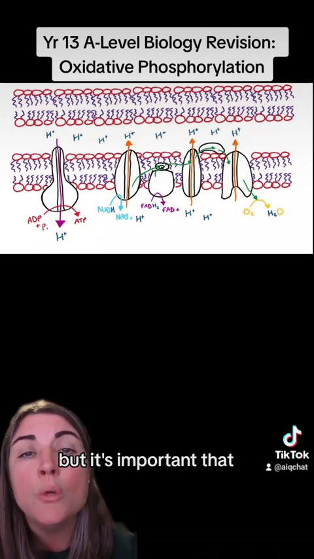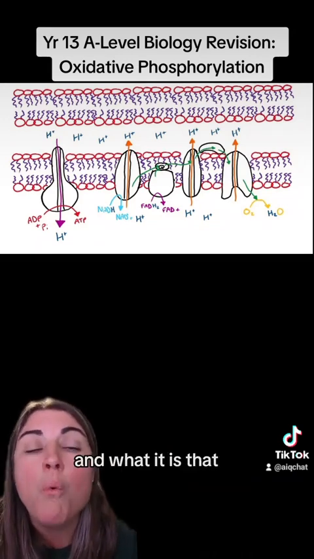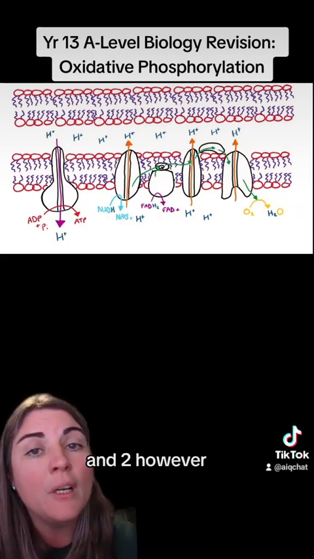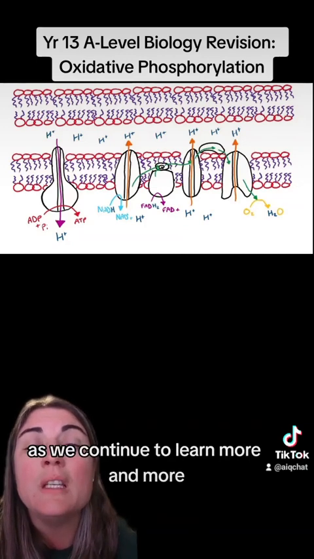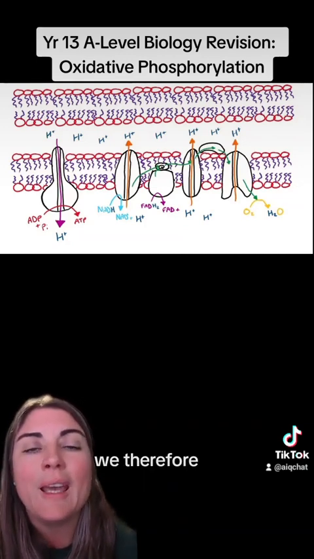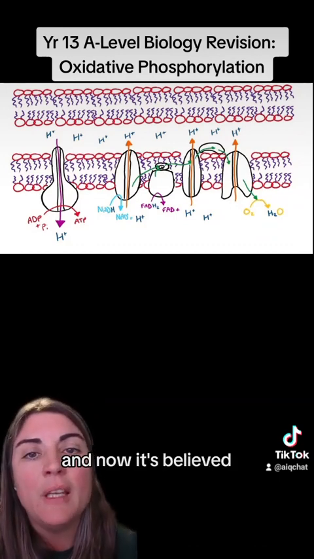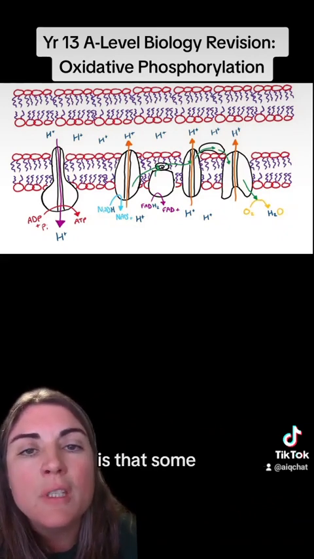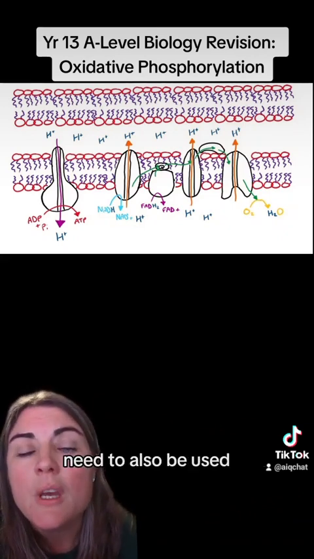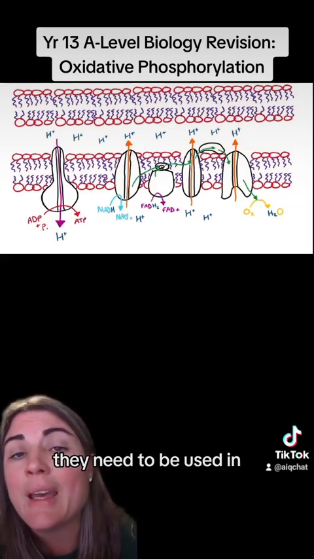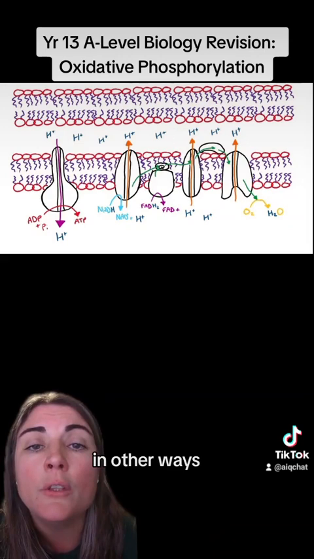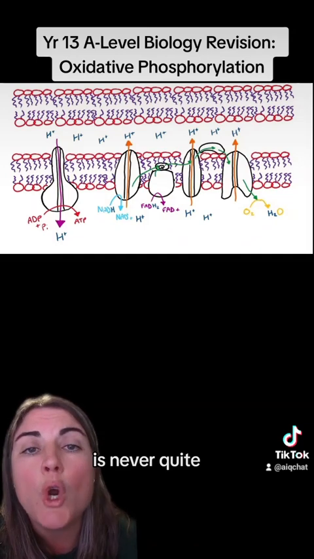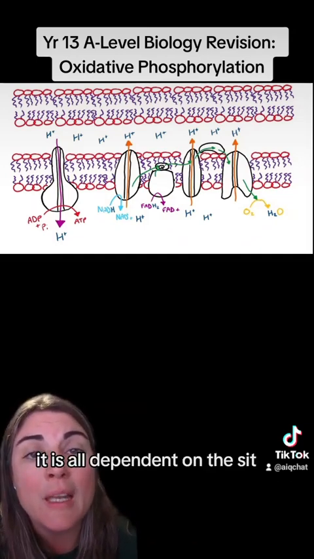But it's important that you look at your own specification and what it is that you need to know. We did believe it was 3 and 2. However, as we advance our knowledge, as we continue to learn more and more, we can amend our theories, and now it's believed it's 2.5 and 1.5. But the key thing to remember is that some ATP molecules need to also be used. They need to be used in glycolysis, they need to be used in active transport, they need to be used in other ways, and therefore the total number of ATP molecules that you get at the end is never quite the same number. It is all dependent on the situation.